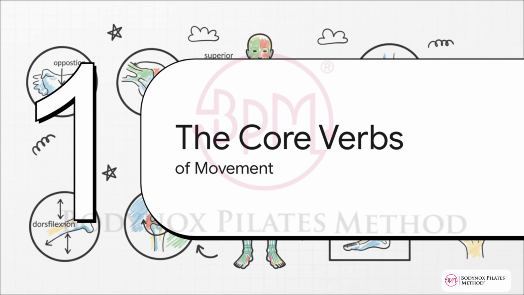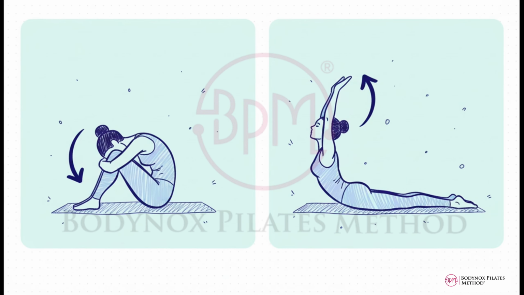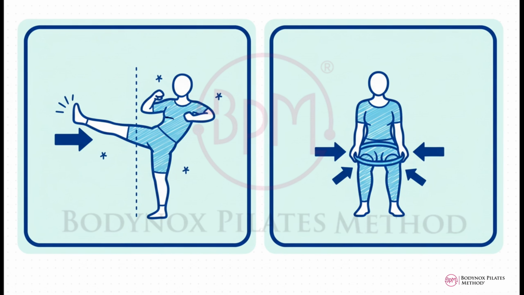So we've set up the grammar of our new language, right? We have the starting point, the planes, the axes. Now it's time for the action words, the verbs that actually describe what the body's doing. So in that sagittal plane, our main verbs are flexion and extension. Flexion is pretty simple. It's when you decrease the angle of a joint, like when you curl forward in a roll-up. Extension is just the opposite. You're increasing the angle, like when you're arching your back in a beautiful swan. They're a perfect pair.